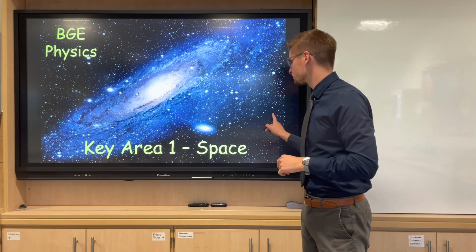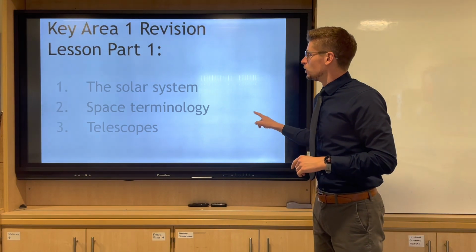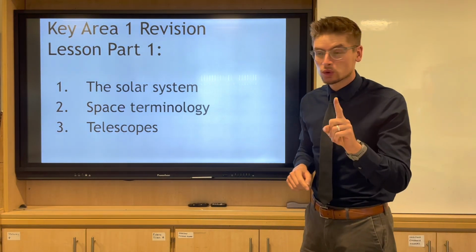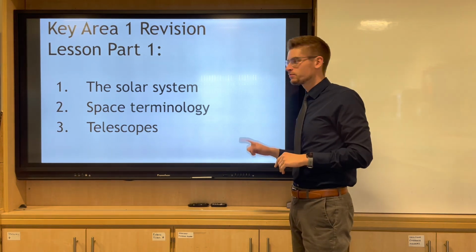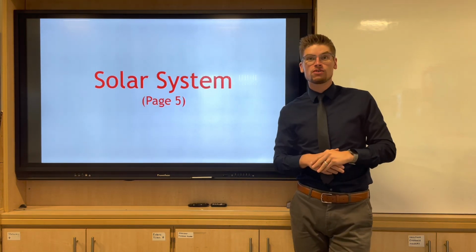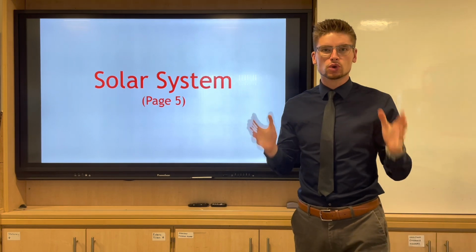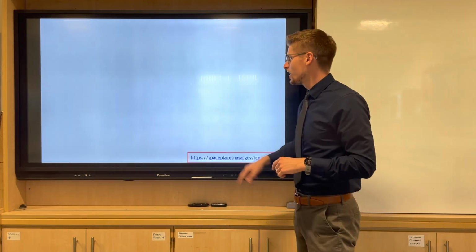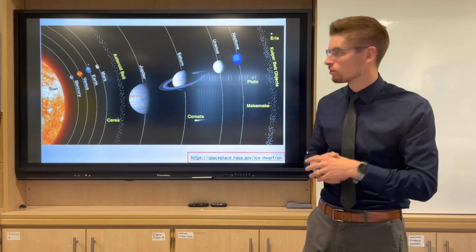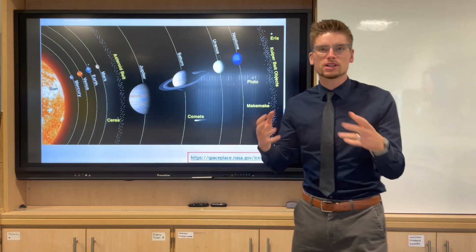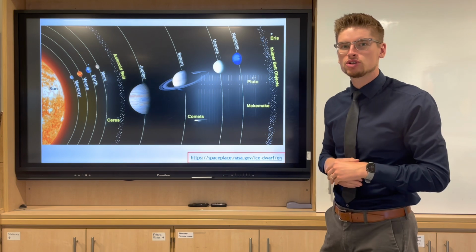So let's jump in. What we're going to do is 3 things: the solar system, space terminology, and telescopes. Now, on page 5 in your booklets, you'll see the word solar system, and that's what we're going to dive into first. One of the first things we're going to do is show you a picture. This is something you're probably aware of. We've got the sun, we've got the planets, but there's other things in there that you maybe don't know.